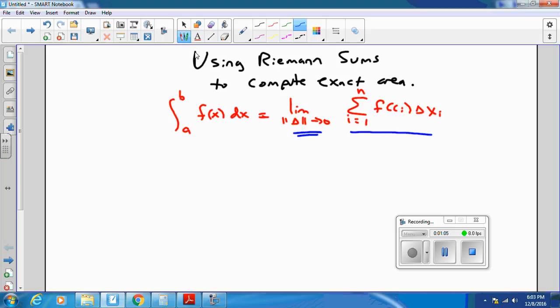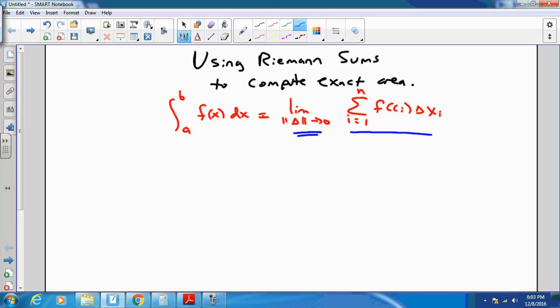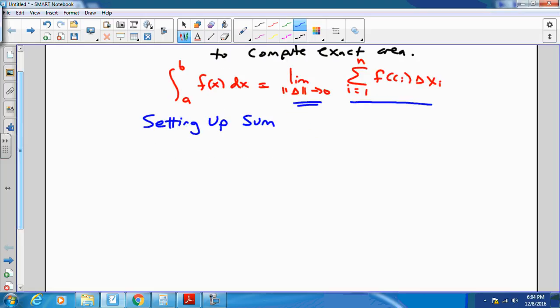So we're going to break up the process into two parts here. First of all, we're going to talk about setting up the sum. And I'm going to continue with the example that we were looking at in class. So here's our problem.